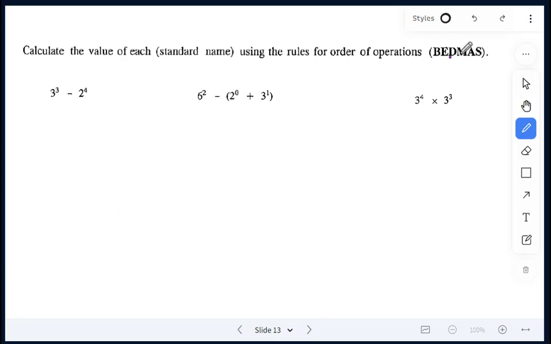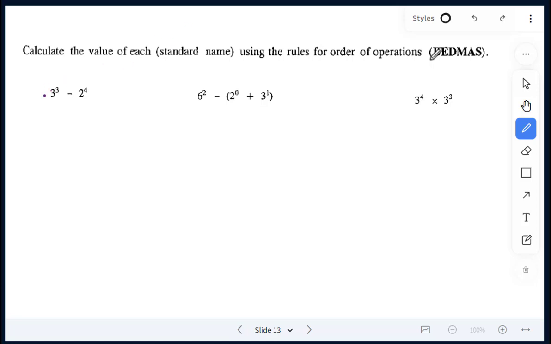Lastly is exponents and BEDMAS. So remember, for BEDMAS, B is brackets, E is exponents, then we have division and multiplication, which can be interchanged, going left to right, and then we had addition and subtraction, which could be interchanged going left to right. But we do brackets first, exponents second. So if we look at some of these examples, let's calculate these using our BEDMAS rules.